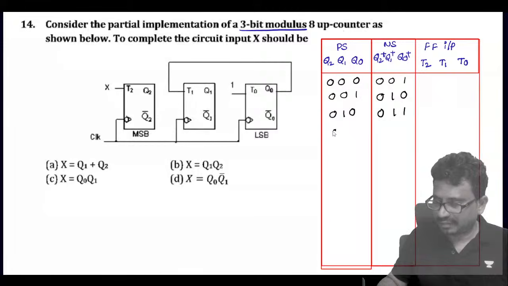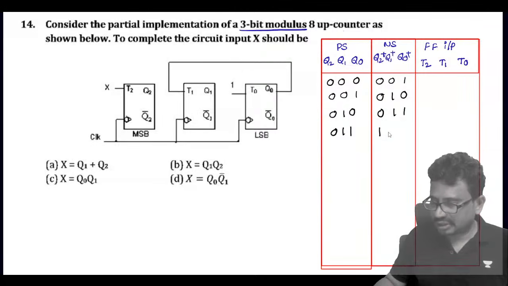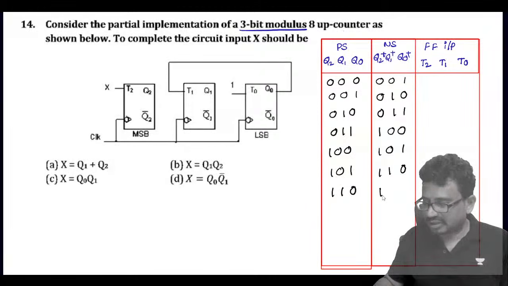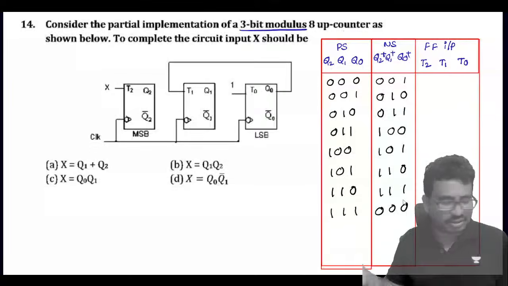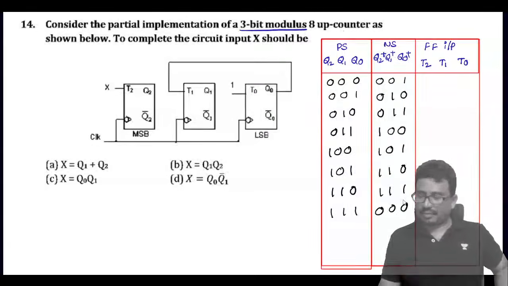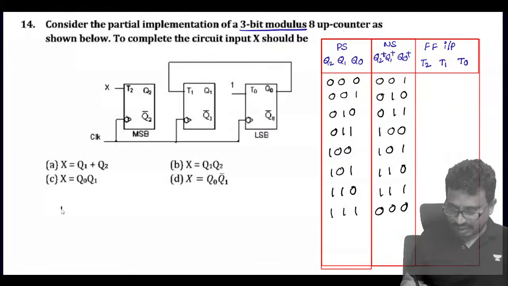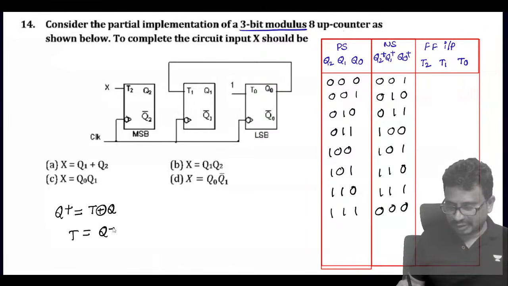0, 1, 1 is 3. 3, 4 is a next state now here. And 4 is a present state. Then 5 is a next state. 5 is a present state. Then 6 is a next state. And 6 is the present state, 7 is a next state. 7 is a present state, then 0 is a next state. Then we need to match it now here. The characteristic excitation equation of the T flip-flop we know now. As we know here, Q plus is equal to T XOR Q. From this, T is equal to Q plus XOR Q.